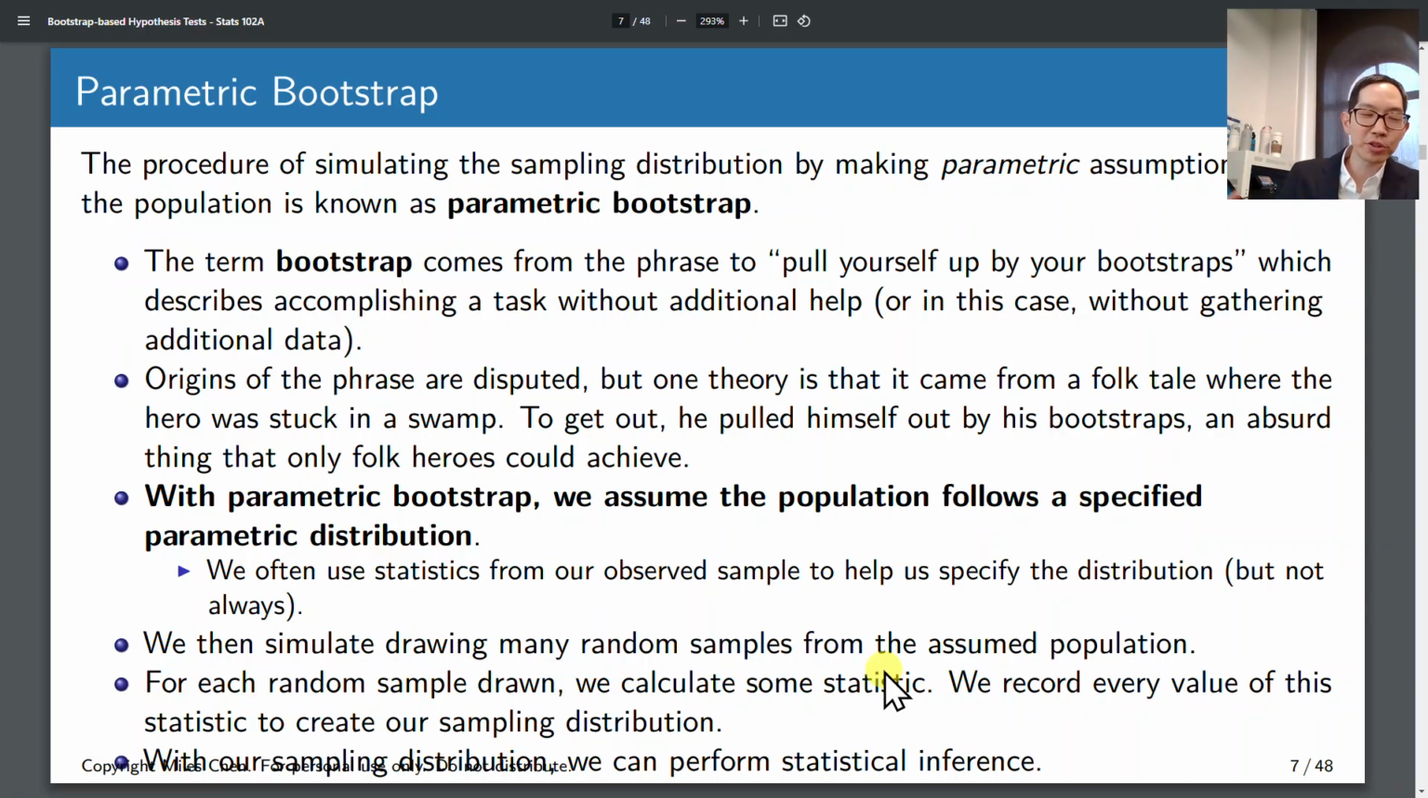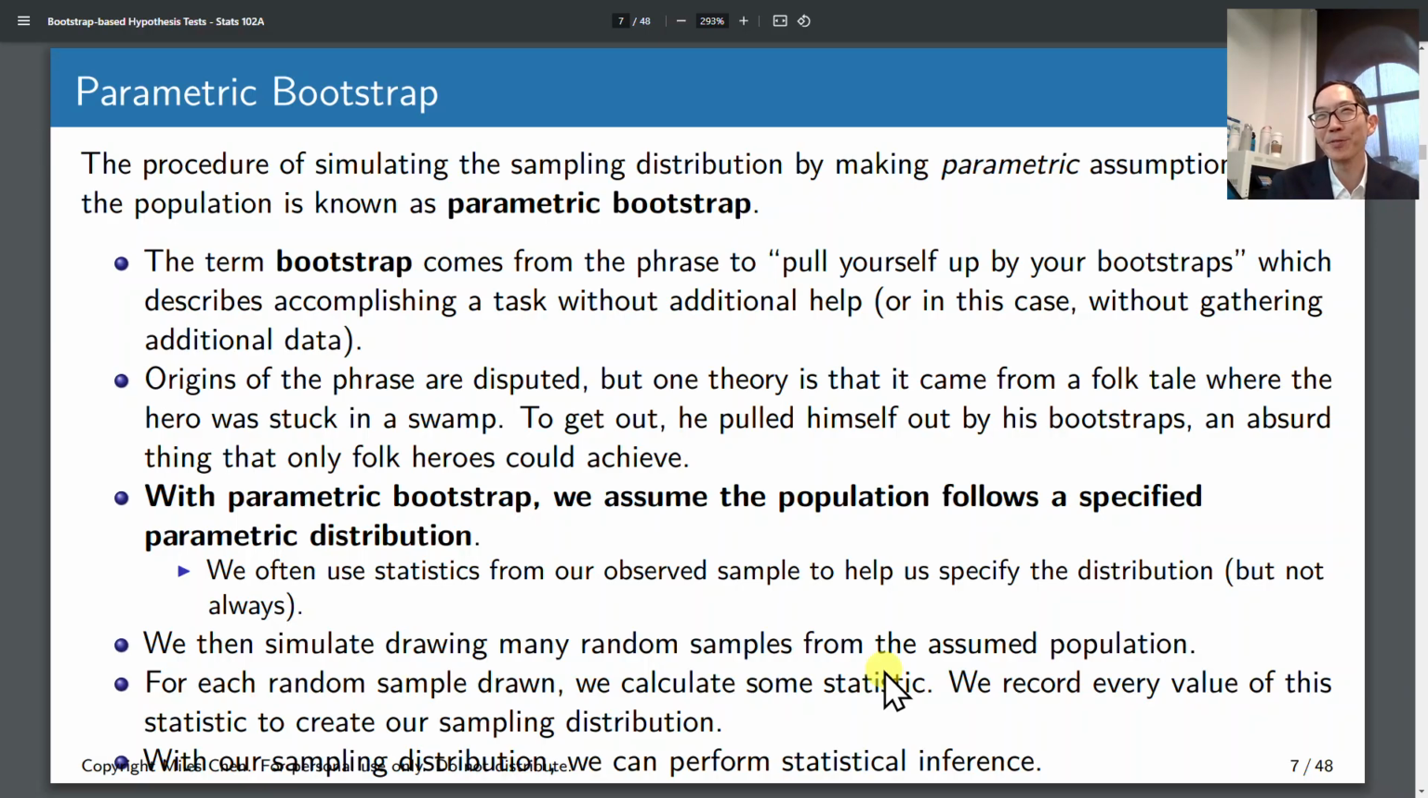Now, this general term of bootstrap comes from the phrase, you know, pull yourself up by your bootstraps. That's the idea of getting yourself out of a situation on your own, not relying on somebody to help you out, right? It's kind of like pull yourself up by your bootstraps. Where did this phrase come from? I don't know. There's all kinds of different theories.